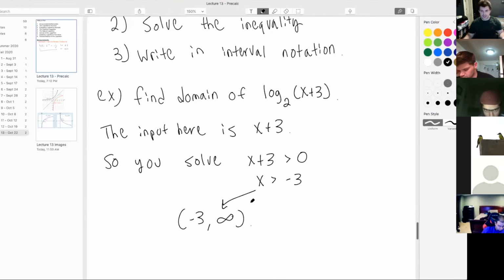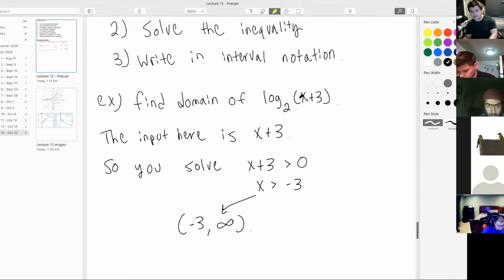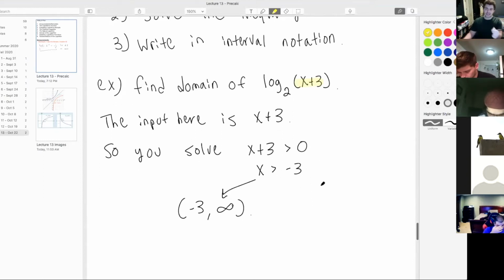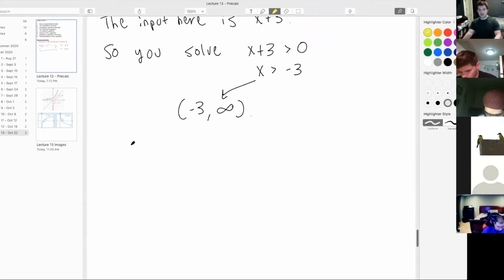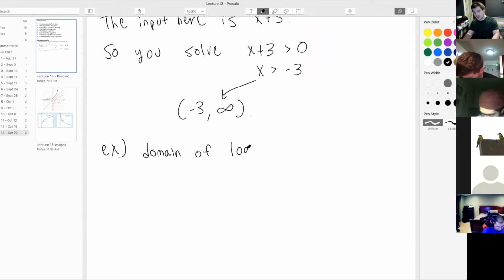Okay, so any questions? All I did is I took the input of the logarithm, x plus 3, set that to be strictly greater than 0, solved that inequality, and put it in interval notation. So that's that. Okay, next example. This will be similar. Domain of log of 5 minus 2x.